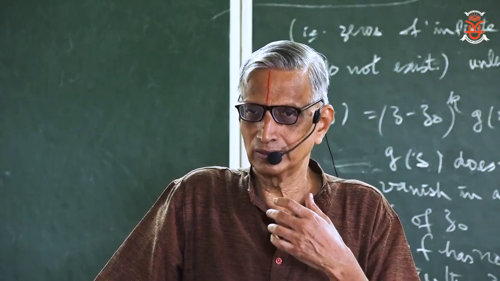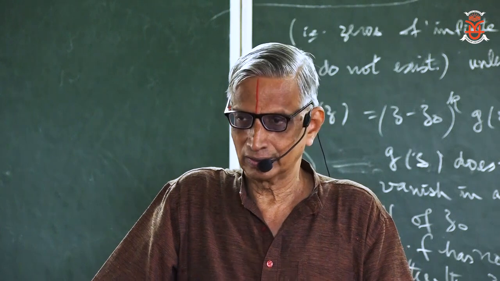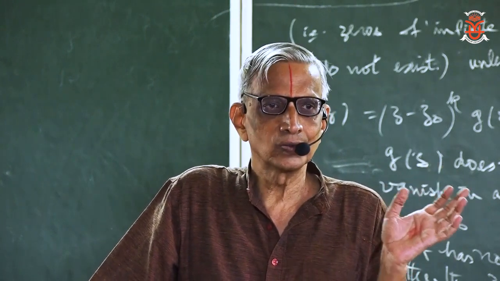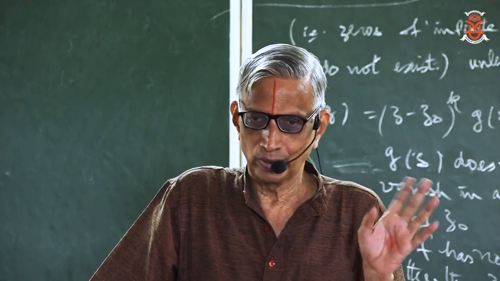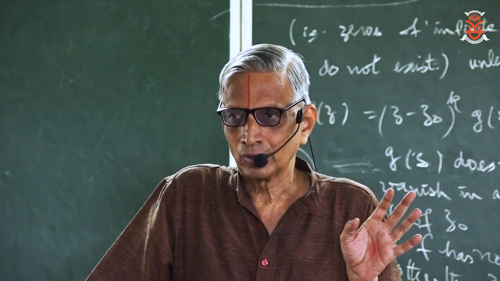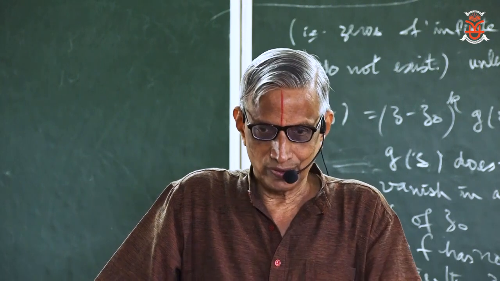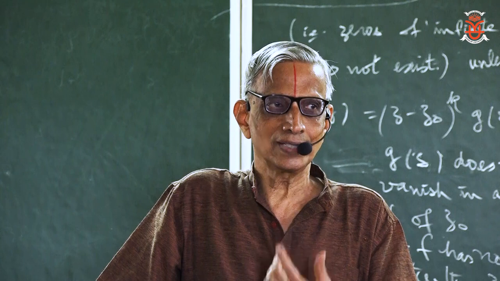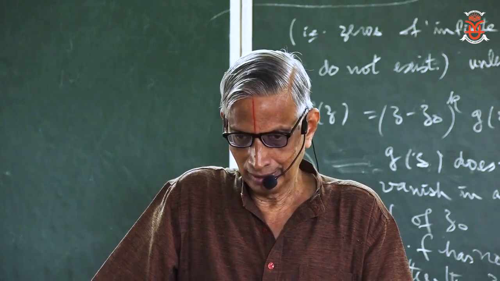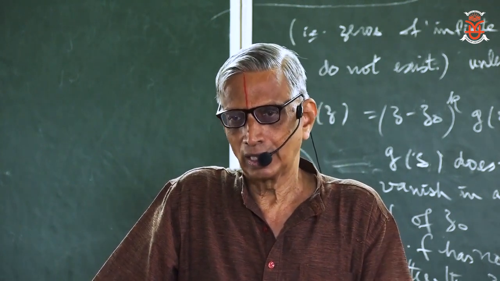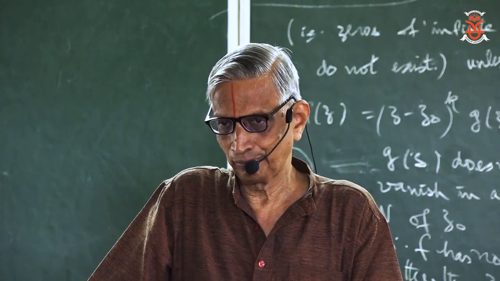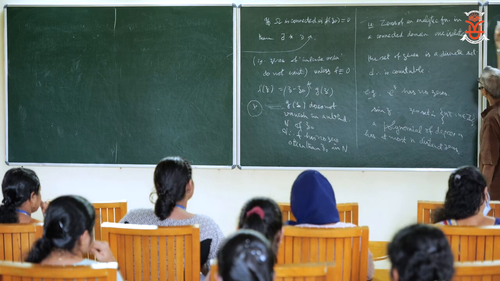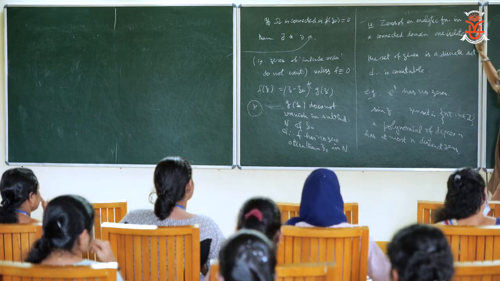So if the function is not identically zero, it's not the zero function, then the set of zeros is an isolated set of points, so it has no limit points. So if you state it the other way, if the zero set has a limit point in the domain, then the function has to be identically zero. Okay. So this is just going to be a restatement of this, right?